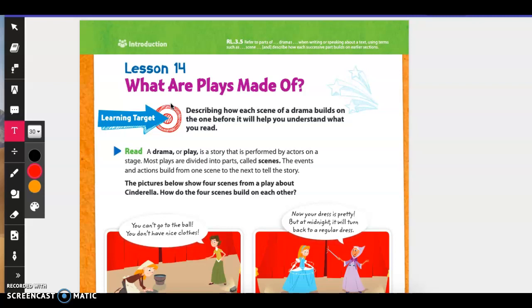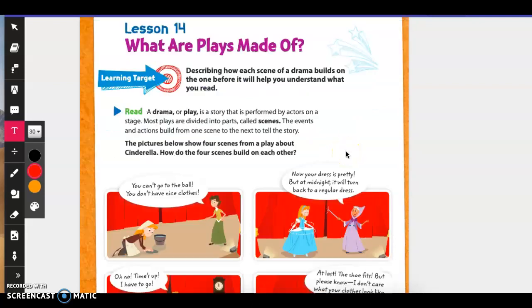Today we are going to be learning about different types of plays and what plays are made of. So the learning target for today is describing how each scene or part of a drama or play builds on the one before it will help you understand what you read. This is just like the last lesson we did, but we used chapter books. Well, today instead of chapters, we're going to be looking at the different scenes or parts of a play.